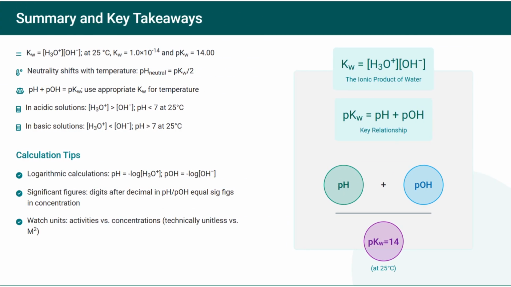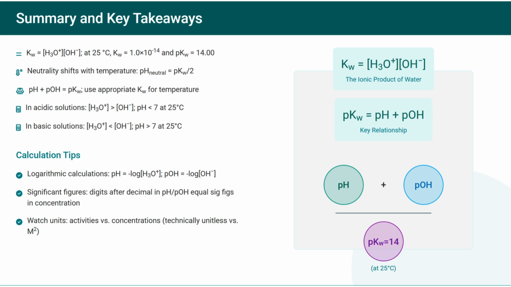The ionic product of water, Kw, equals H3O plus times OH minus. At 25 degrees Celsius, it's 1.0 times 10 to the negative 14, and pKw is 14.00. Neutrality shifts with temperature, and the neutral pH is always pKw divided by 2. The core relationship pH plus pOH equals pKw must be used with the appropriate Kw value for the temperature.